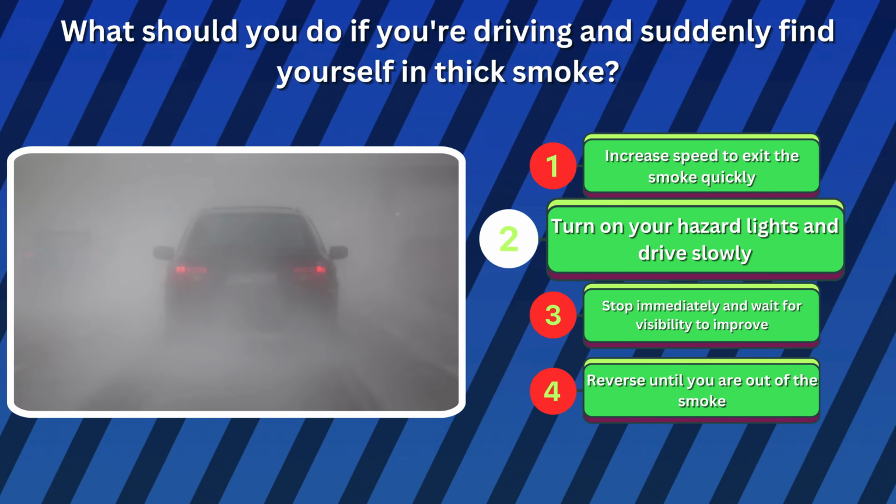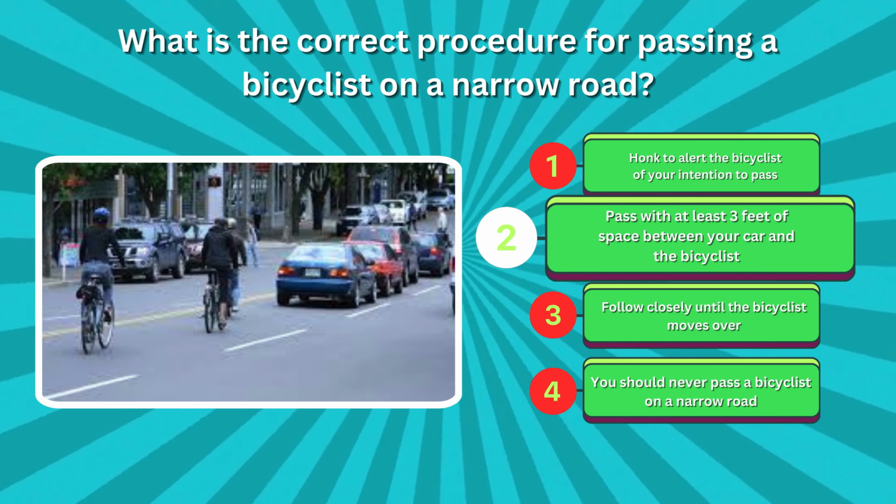What is the correct procedure for passing a bicyclist on a narrow road? Honk to alert the bicyclist of your intention to pass with at least 3 feet of space between your car and the bicyclist. Follow closely until the bicyclist moves over. You should never pass a bicyclist on a narrow road. Pass with at least 3 feet of space between your car and the bicyclist.